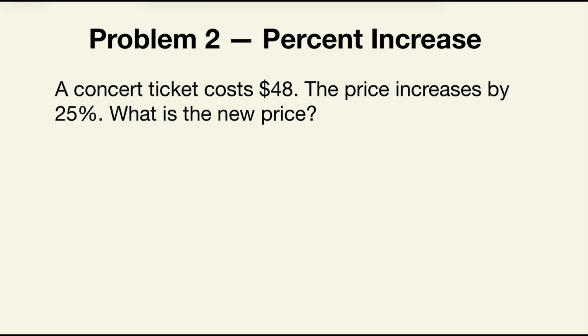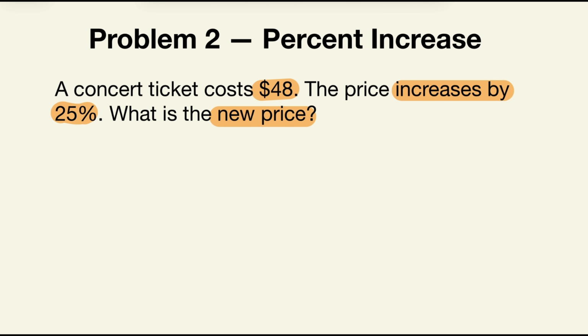Let's now work through a percent increase problem. A common mistake is stopping too early, so let's work through this carefully. So a concert ticket costs $48. The price increases by 25%. What is the new price? We know that a concert ticket costs $48. The price increases by 25%, and we need to find out what the new price is.